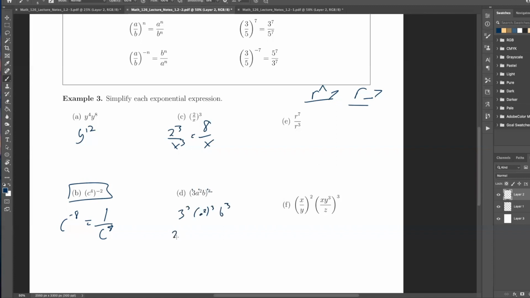So this becomes 27. A squared to the 3rd is multiplication, so this becomes a to the 6th. And this becomes b to the 3rd.